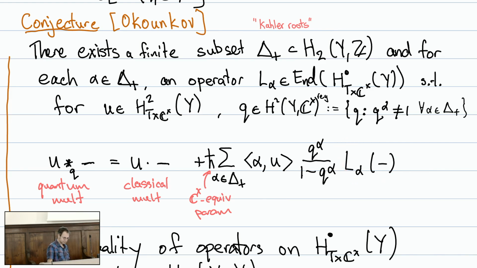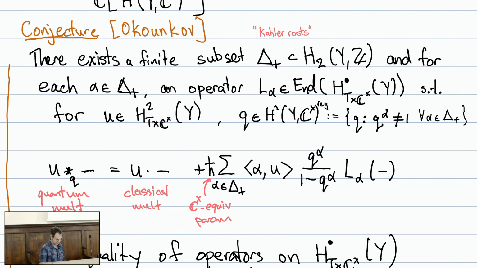So effectively, this big infinite sum of these 3-point Gromov-Witten invariants has been collapsed into a finite sum at the expense of introducing these special operators L alpha. And okay, now let me explain the other features here.